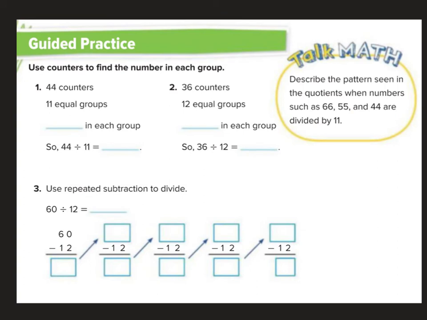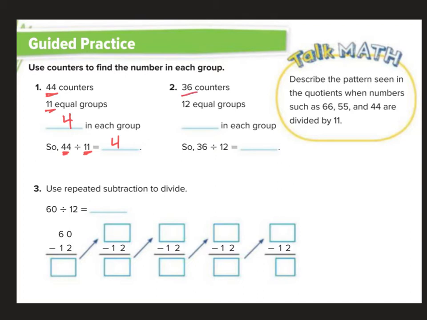Okay, if we use counters to find the number in each group, if I have 44 counters, I'm dividing them into 11 equal groups. So 44 divided by 11 is going to be 4. Right? 11s are pretty easy. 12s are where they get a little tricky. I was hoping there was going to be a really awesome trick, besides subtracting 12. Ugh. But you got to do what you got to do, don't you?